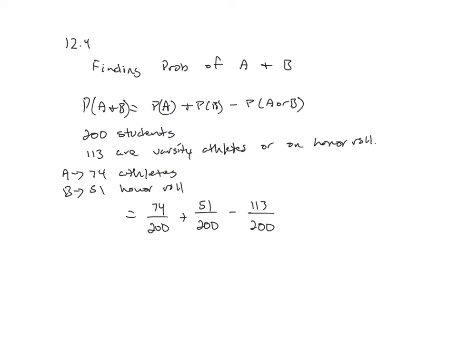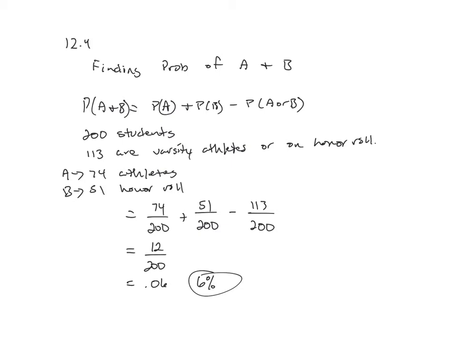Because remember, you don't just add 74 and 51, because it's not 74 that are just athletes and 51 that are just honor roll with none of them overlapping. There are some that overlap, which is this or part. So then I just do 74 plus 51 minus 113, and we get 12 out of 200, or 0.06, or 6%.